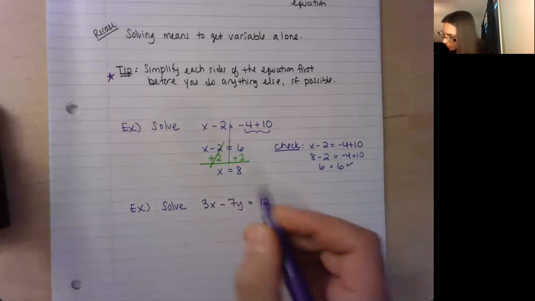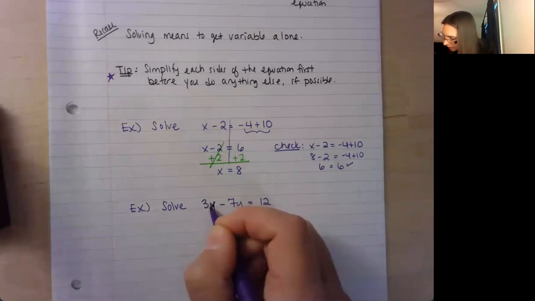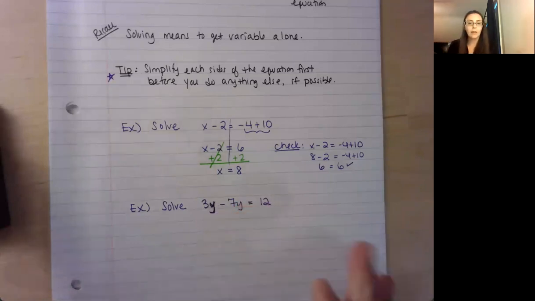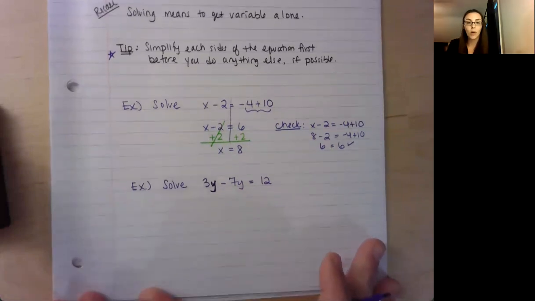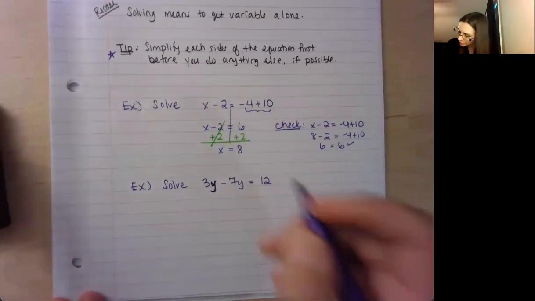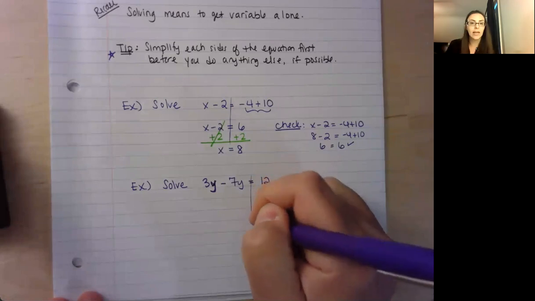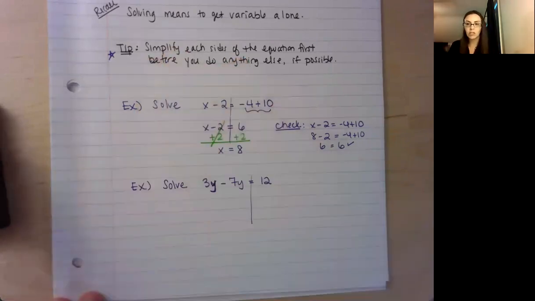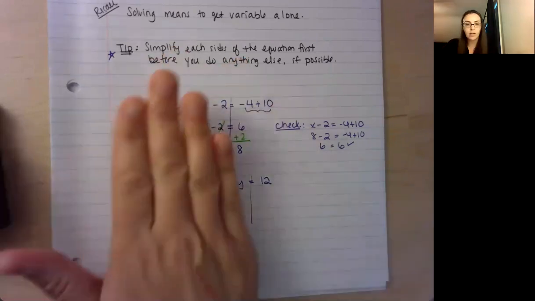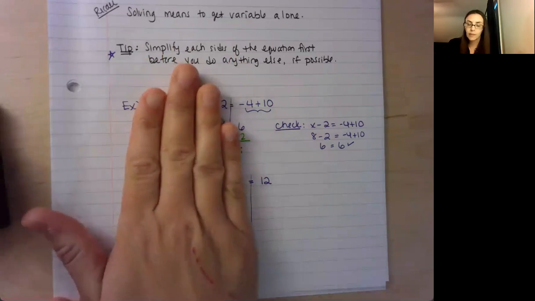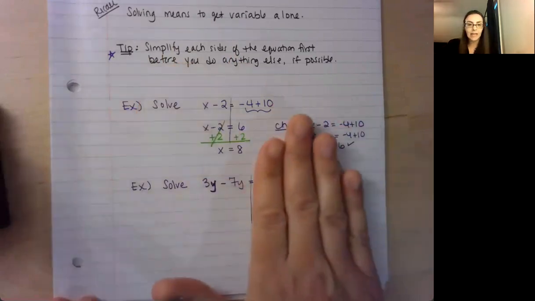Oops. Changing my variables. Let's make these both y. Sorry about that, guys. All right, so 3y minus 7y equals 12. I'm going to draw my little equal sign in first, and I'm going to use that tip. I'm going to simplify each side. If I look at my right side here, there's nothing I can do. It's just a 12. But if I look at my left side, I do see I have like terms.